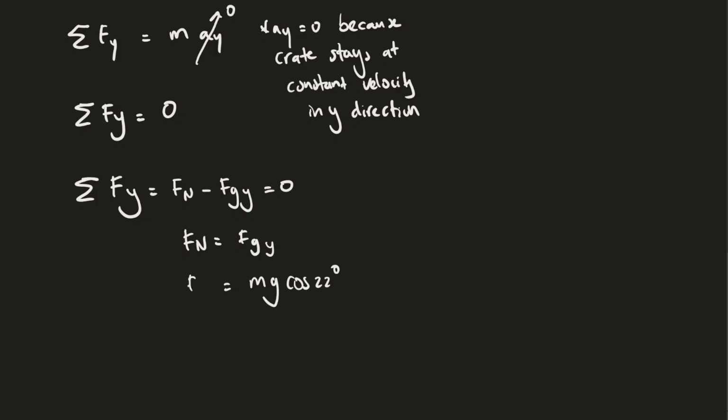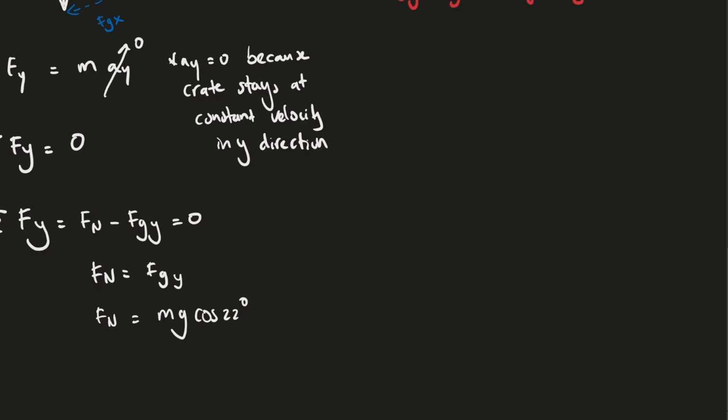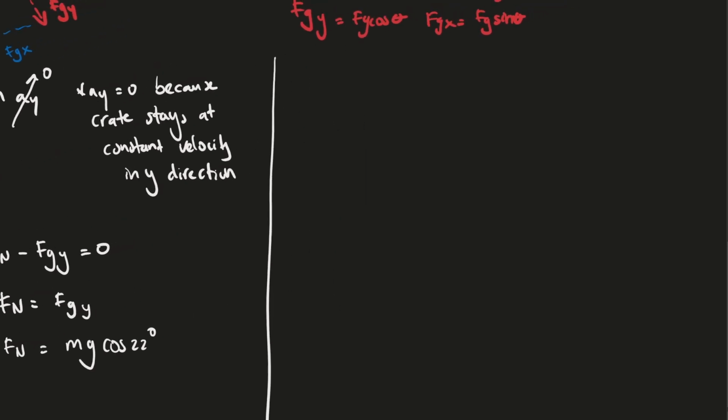So essentially Fn is equal to mg cos 22 degrees. And that's as far as we can go with the y component. So now let's take a look at the x component separately. I'm going to draw a line here, and we'll follow the exact same method, okay?